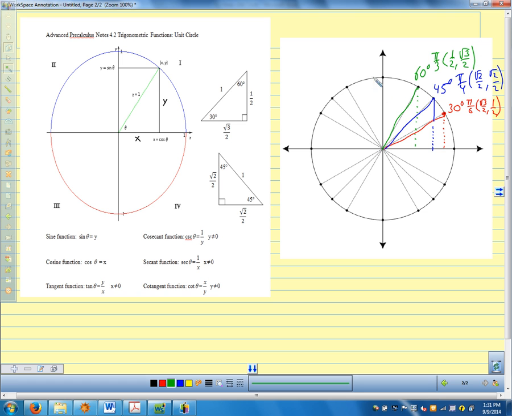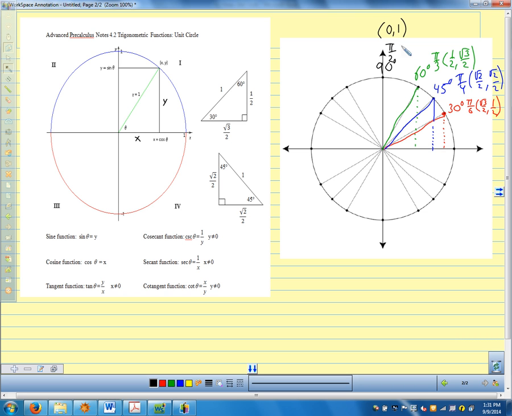Let's go up here to 90 degrees. How many radians is 90 degrees? Pi over 2. X coordinate here at 90 degrees. What's my x coordinate? 0. Very nice. Y coordinate on the unit circle? 1.